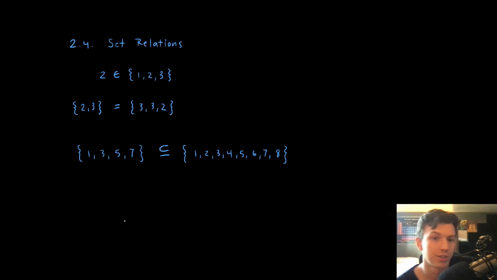So that would be set relations. Obviously you could reverse these. You could have the reverse of the inclusion relation. The reverse of the equality relation is the same thing. And then you could have the reverse of the subset relation, which is the superset relation. Those work the same way. So that would be set relations.